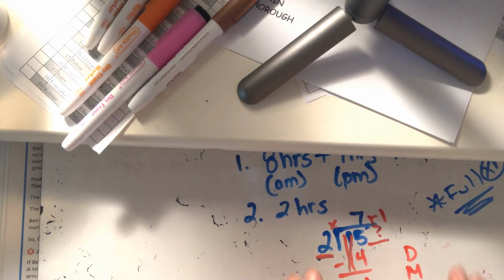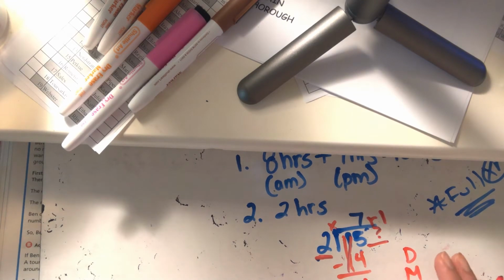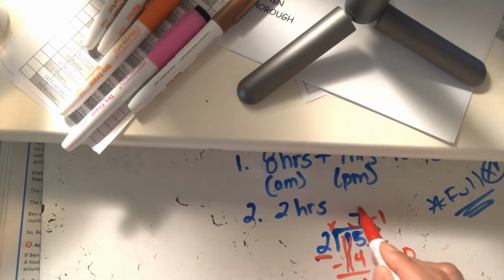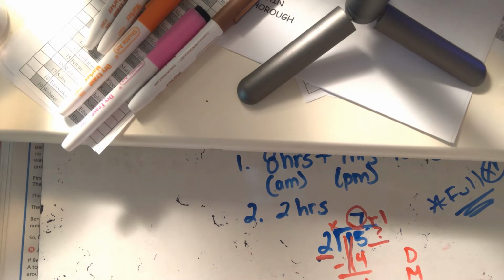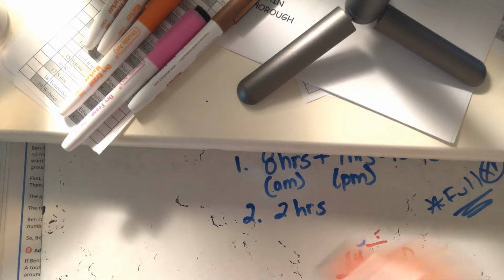Since we don't care about the 1, because they said they wanted to know how many full practice sessions he did, all we're going to say is that he had 7 full practice sessions. That means during the week, he practiced 7 times for 2 hours. Okay, so that would have been your answer right there, the 7. Your last problem was number 6.